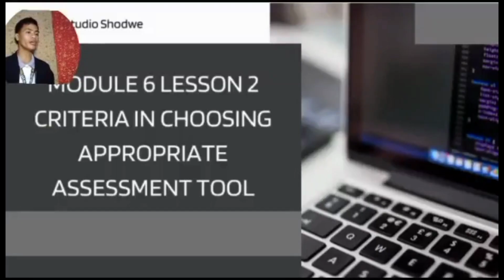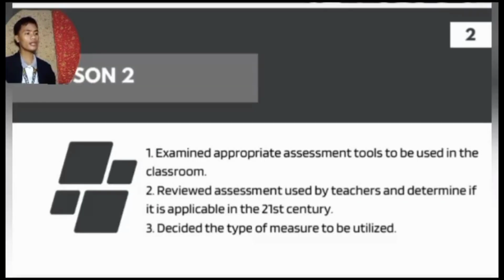Good day everyone. Our topic for today is Module 6 Lesson 2, the criteria in choosing appropriate assessment tool. Our lesson outcomes: first is to examine appropriate assessment tools to be used in the classroom. Second is to review assessment used by teachers and determine if it is applicable in the 21st century. Third is to decide the type of measure to be utilized.